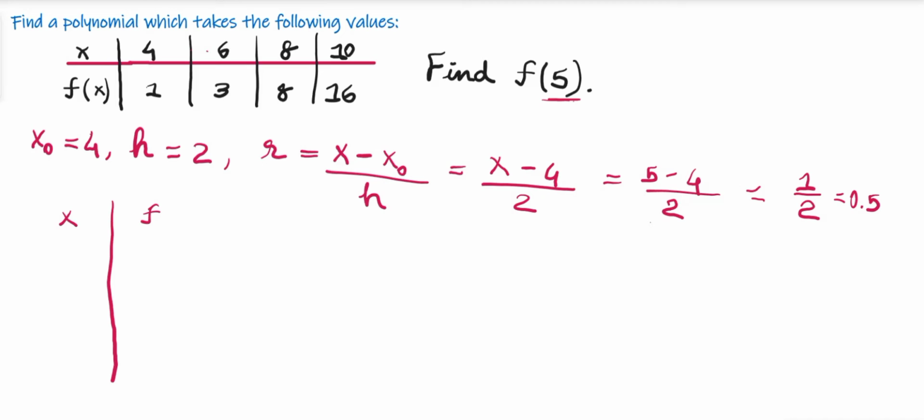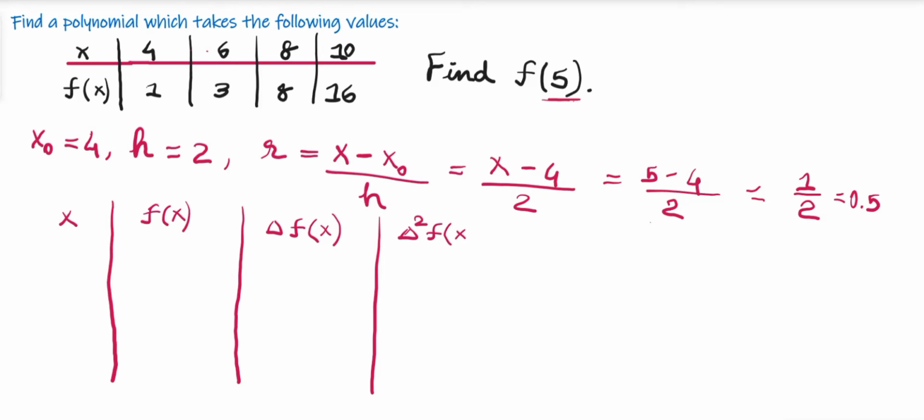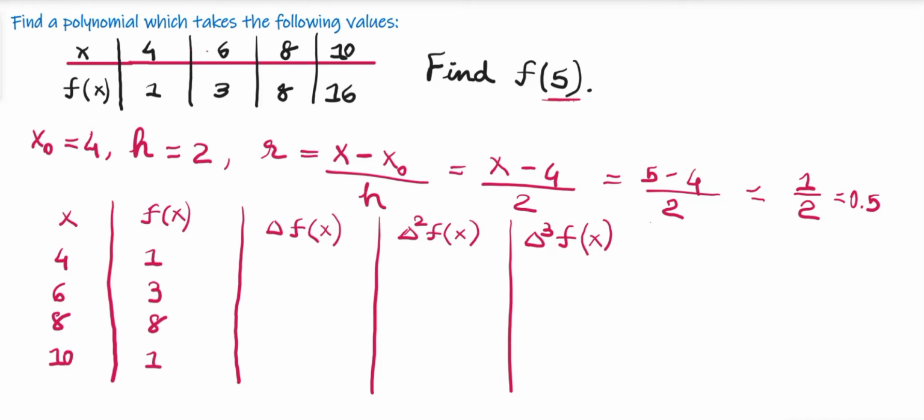Now we'll create a table like this. If you are writing in a lined notebook, then always have a habit of writing one value of x, then leaving one line. So as we have 4 values of x and y, we'll go till delta cube f of x. Now as you can see this 4, 6, 8, 10. After you write 4, leave one line, then write 6, again leave one line, then 8, leave one line, and then 10. Corresponding to those values of x, write the values of y.